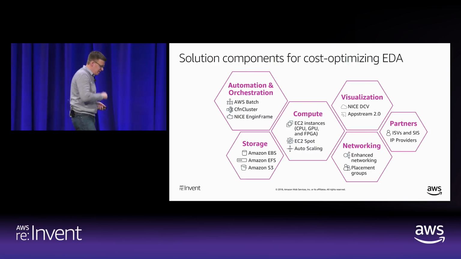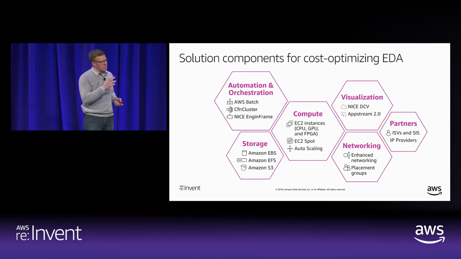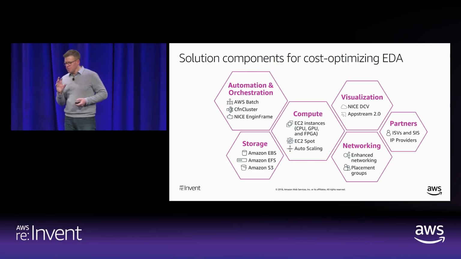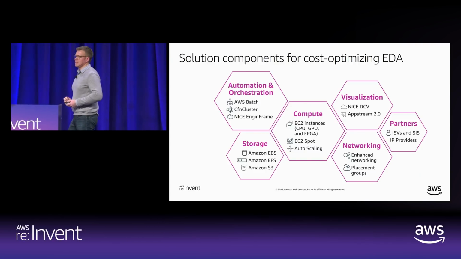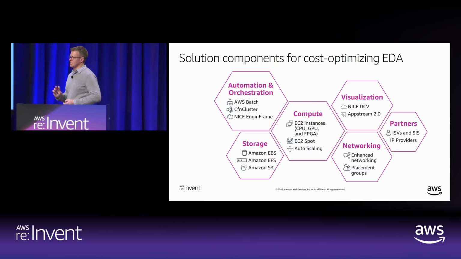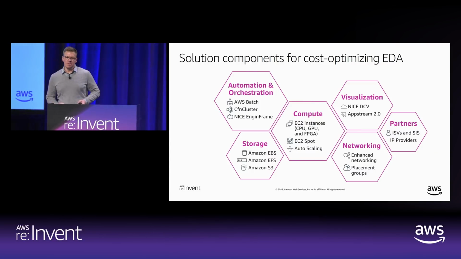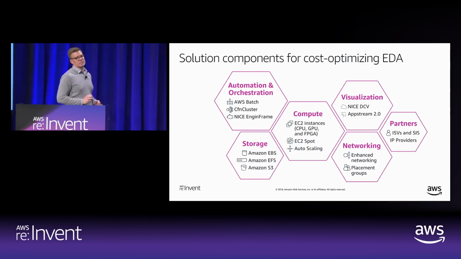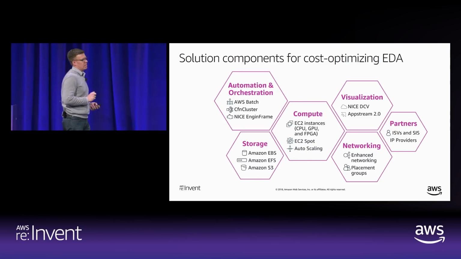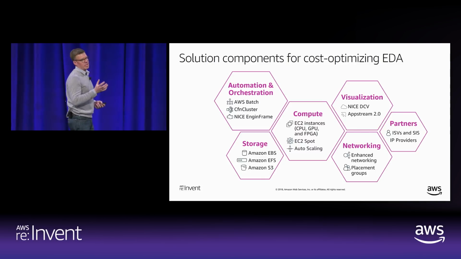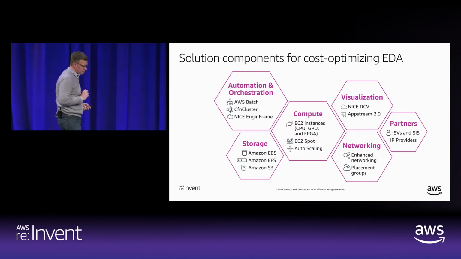FPGAs. So FPGAs have a really niche place in the development cycle for silicon, and it really depends on your design and how much FPGA size you want to purchase. The F1 instance, I think, fits really well with IP emulation and some validation usages.